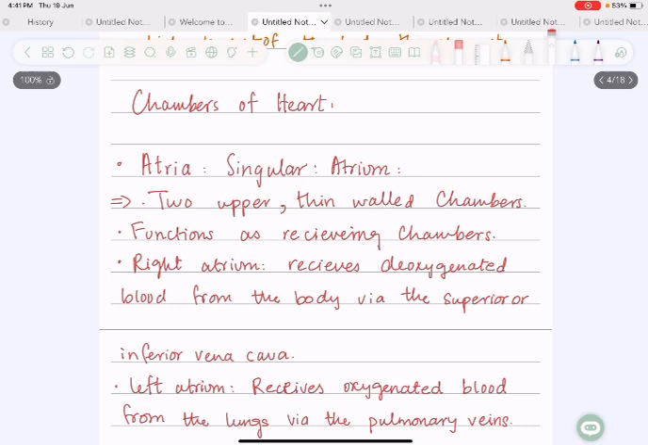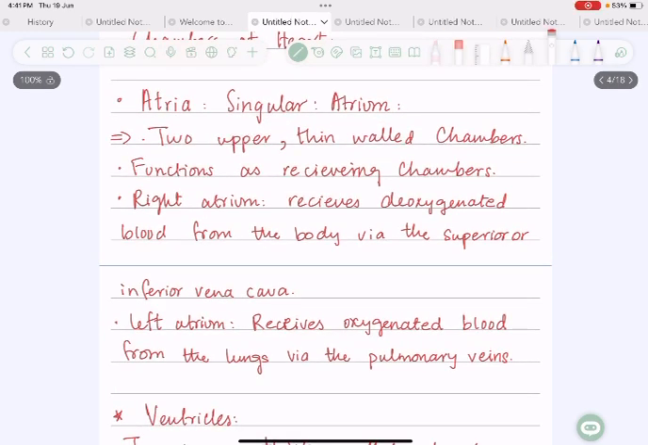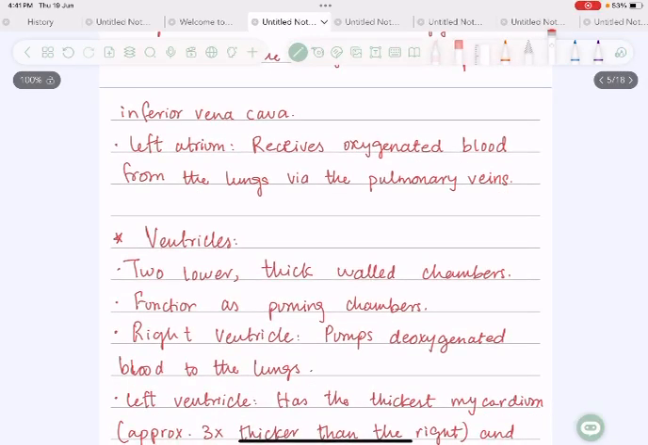Now let's talk about the chambers of the heart. Firstly, we have the atria. You can say atrium when we say the singular. They are the two upper, thin-walled chambers, and their function is to receive the blood. So you can say they are the receiving chambers. The right atrium receives the deoxygenated blood from the body through the superior and inferior vena cava. You can say by both vena cavas. Then the left atrium receives the oxygenated blood from the lungs through the pulmonary veins, as I previously told you that veins bring blood back into the heart.